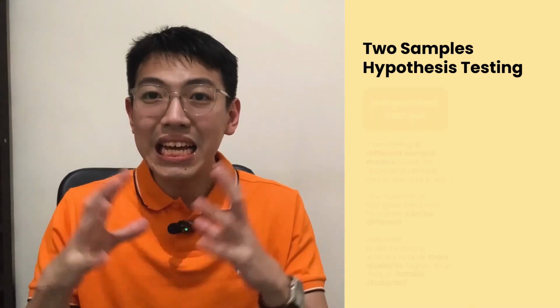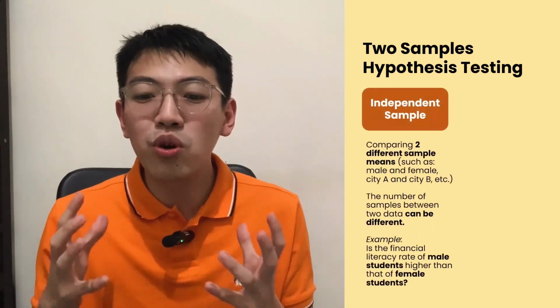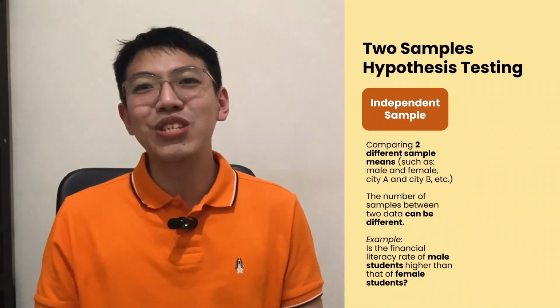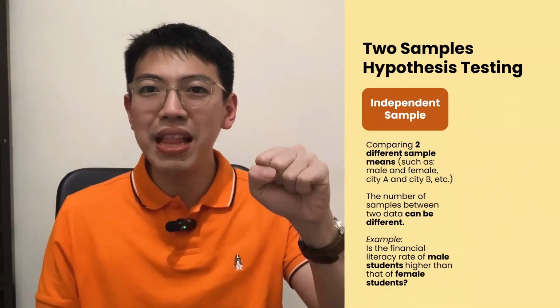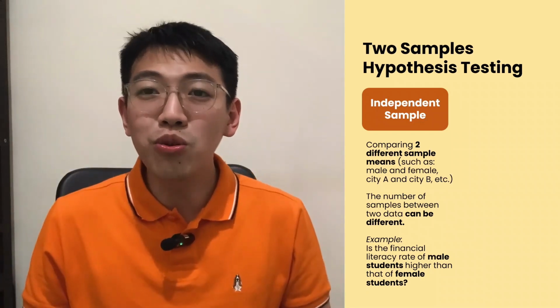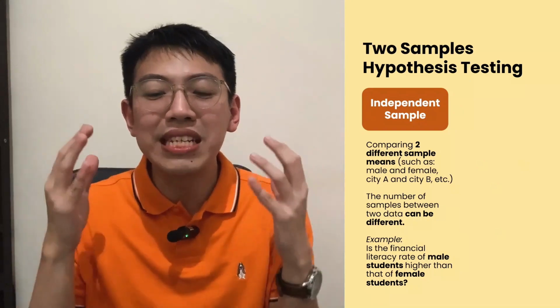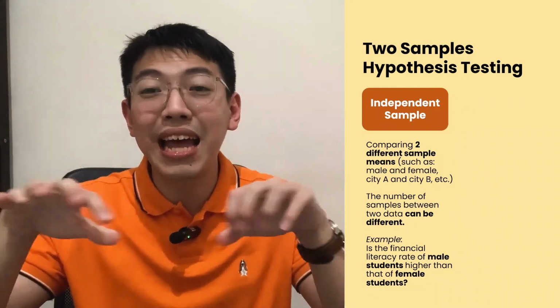There are two common types of two samples hypothesis testing. The first one is independent sample. The second one is dependent or paired sample. Let's discuss independent sample. In the independent sample, we would like to compare two different sample means, such as we want to compare female and also male. We want to compare CTA and also CTP. The number of the samples between two data can be different.